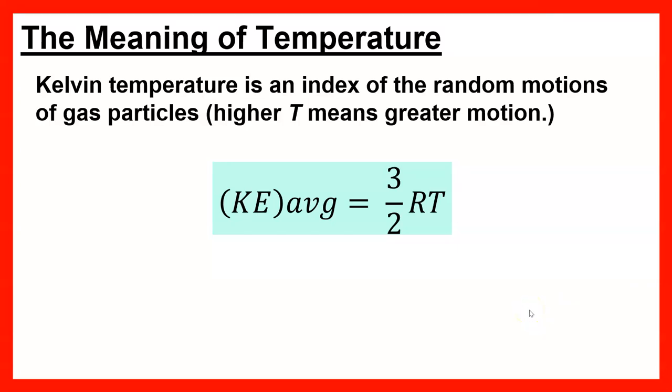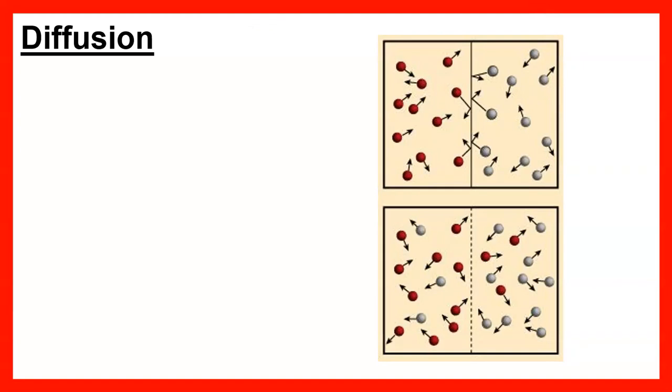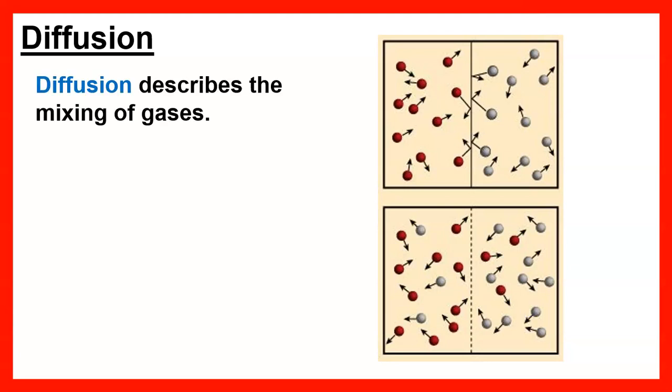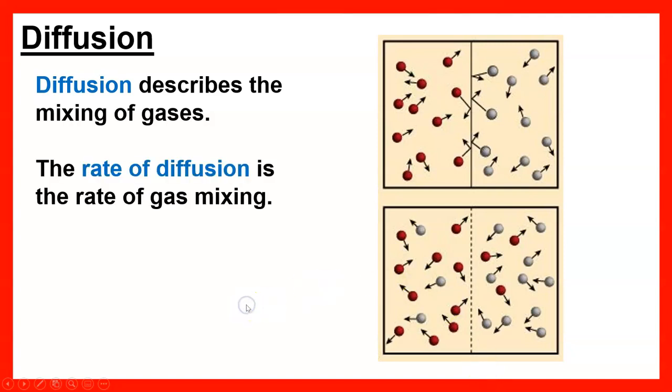Next is the concept of diffusion and effusion. They sound similar, and they are a little bit similar, so be careful that you don't mix them up. Diffusion is what we get when gases are mixing with each other. So we have two containers here of separate gases. We remove the divider, and we see how they mix. The rate of diffusion is how quickly these gases will mix with each other.